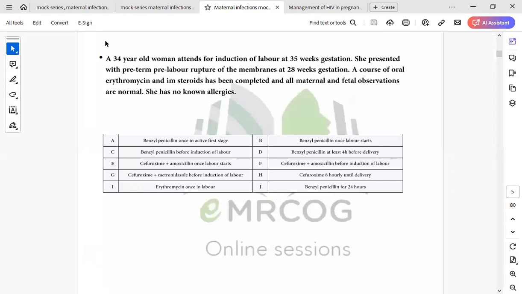A 35-year-old woman attended for induction of labor at 35 weeks. She presented with preterm pre-labor rupture of membranes at 28. Wow, she managed to stay in one piece until 35 weeks. A course of oral erythromycin and IM steroids has been completed. All maternal and fetal observations are normal. She has no known allergies. What are you going to do?